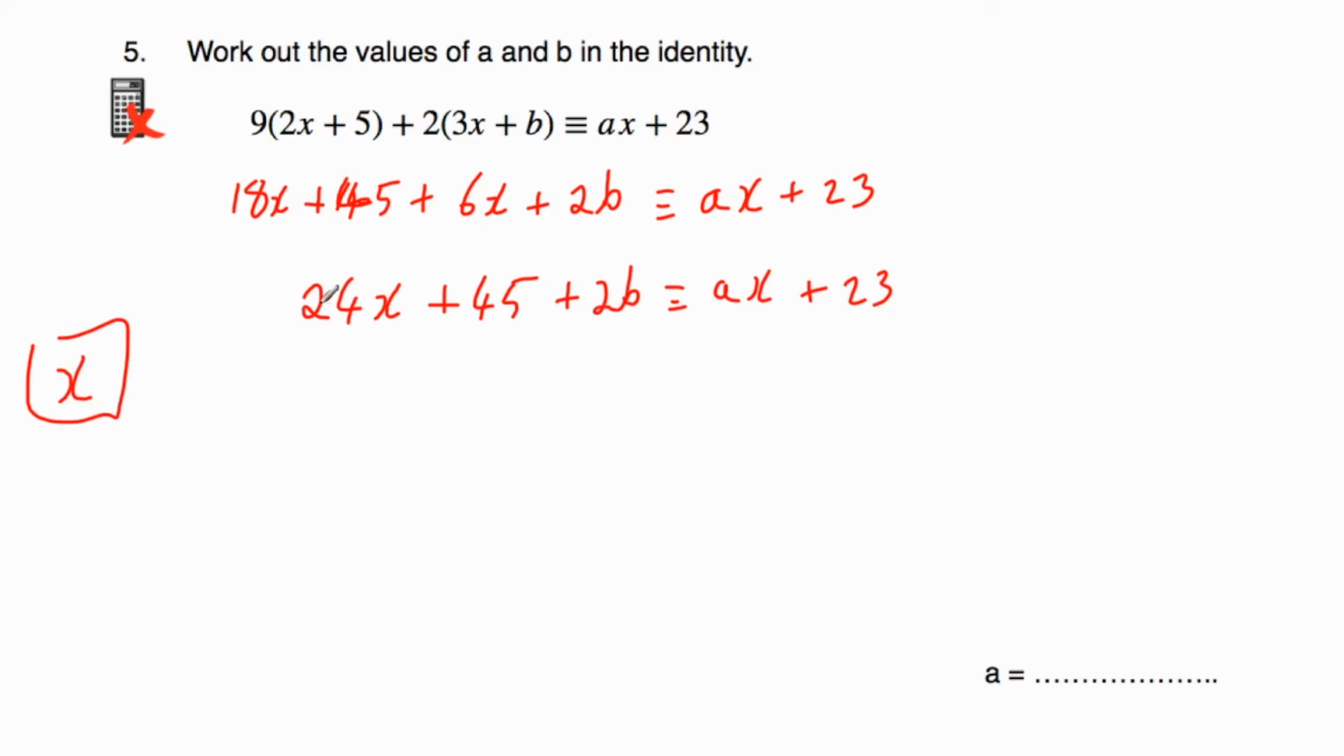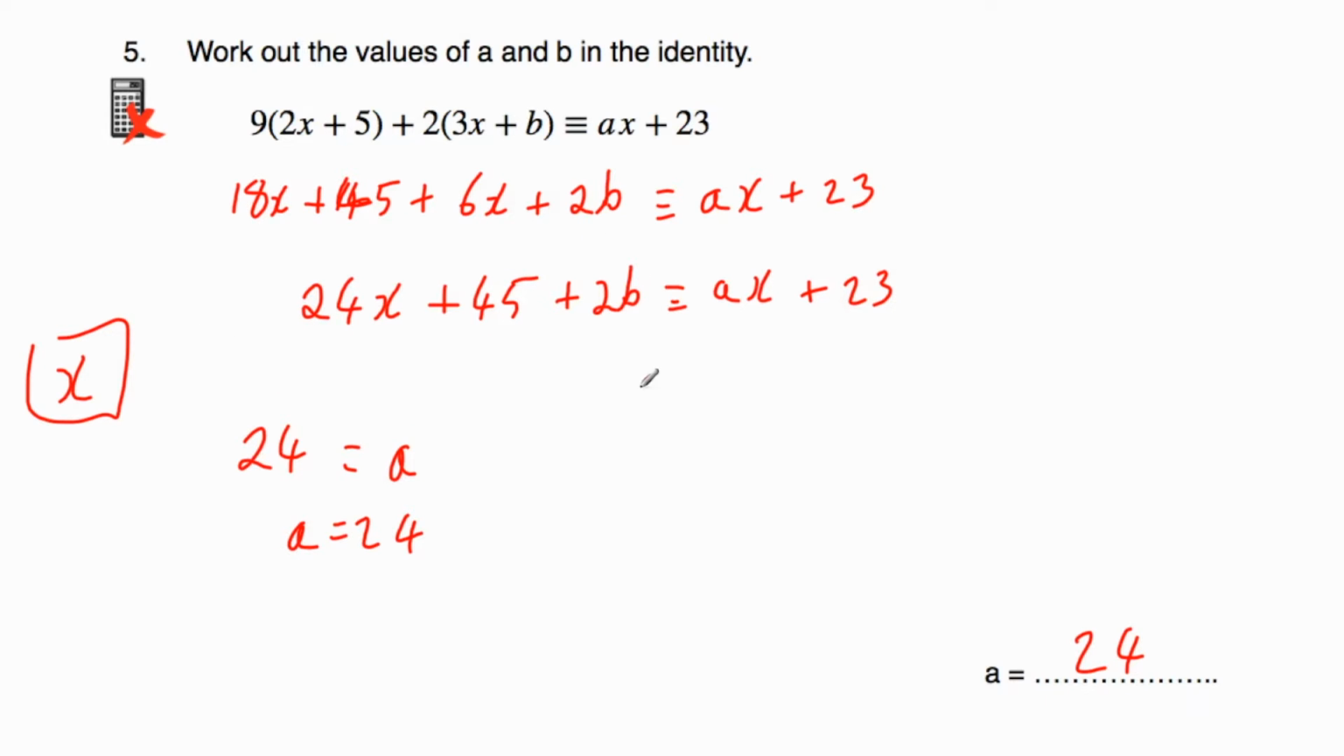So let's equate our coefficients of x. In terms of our coefficients of x, on the left-hand side, we've got 24 here. So it's going to be 24, and there's no other terms of x's there. And on our right-hand side, we've got an a in front of our x. So that means the coefficient of x on the right-hand side is a. So that means that a is equal to 24. Okay, so we've dealt with our coefficients of x. Now let's look at our constants.